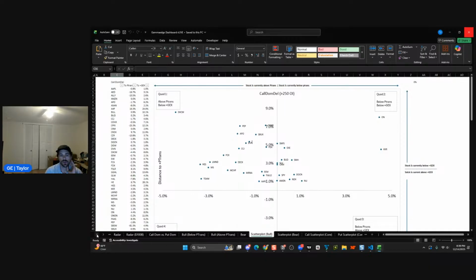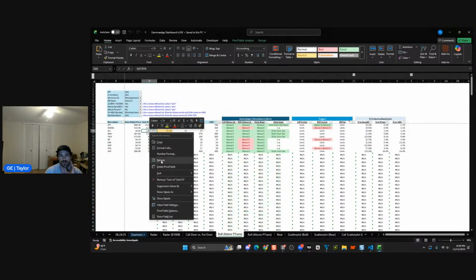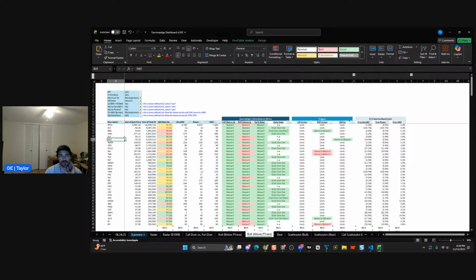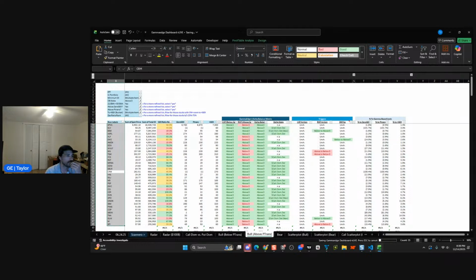And then I've created watch lists and stuff out of this too. I don't really post them that often anymore, but here's just stocks above P-Trans. We don't need to get into that right now.